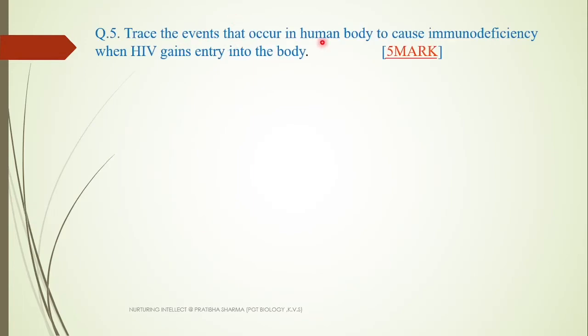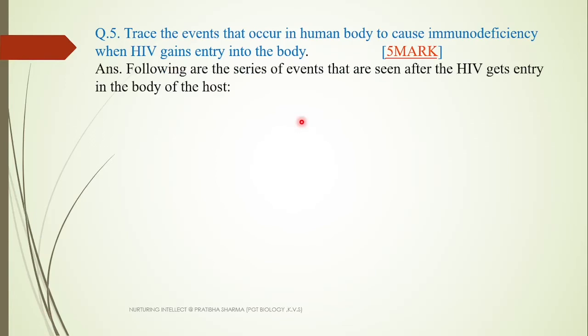Trace the events that occur in the human body to cause immunodeficiency when HIV gains entry into the body. You have to write the events point-wise as a flow chart, you don't have to draw the diagram, but if you cannot write, then drawing the diagram will also work. So you have to state the events that cause immunodeficiency when HIV gains entry into the body. Okay. So these are the steps.